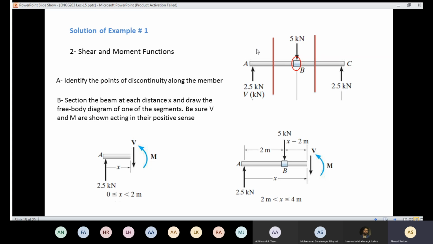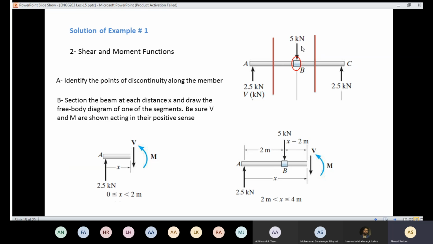If that section was here, will that diagram change? Of course not. I'm going to get the same diagram because the distance is x, and here I don't have any variation. If the section was here, will that diagram change? No, because the distance is x. If I'm going to develop an equation, the equation is going to be the same. So I need to get only one section for that region.